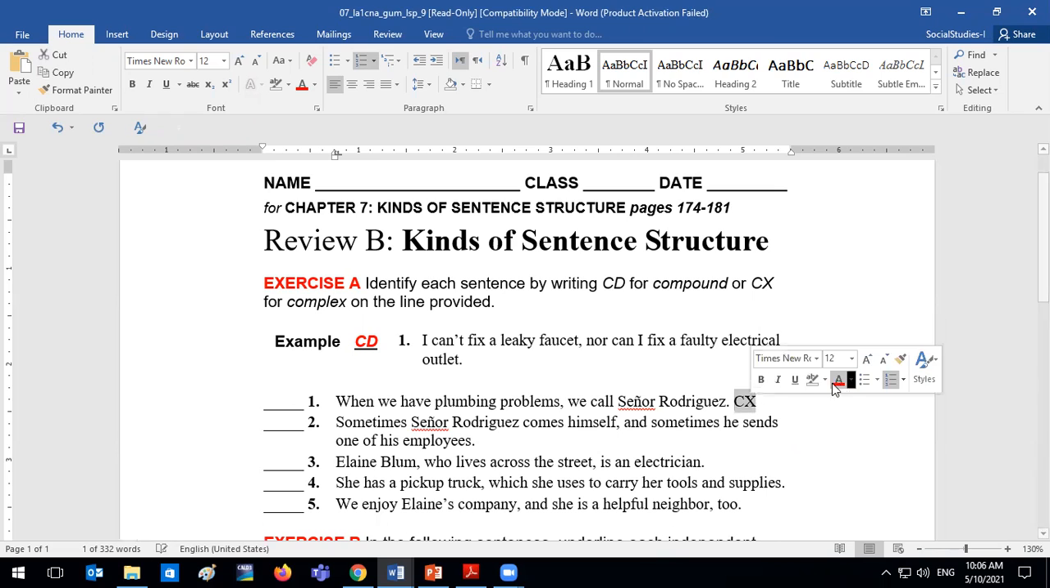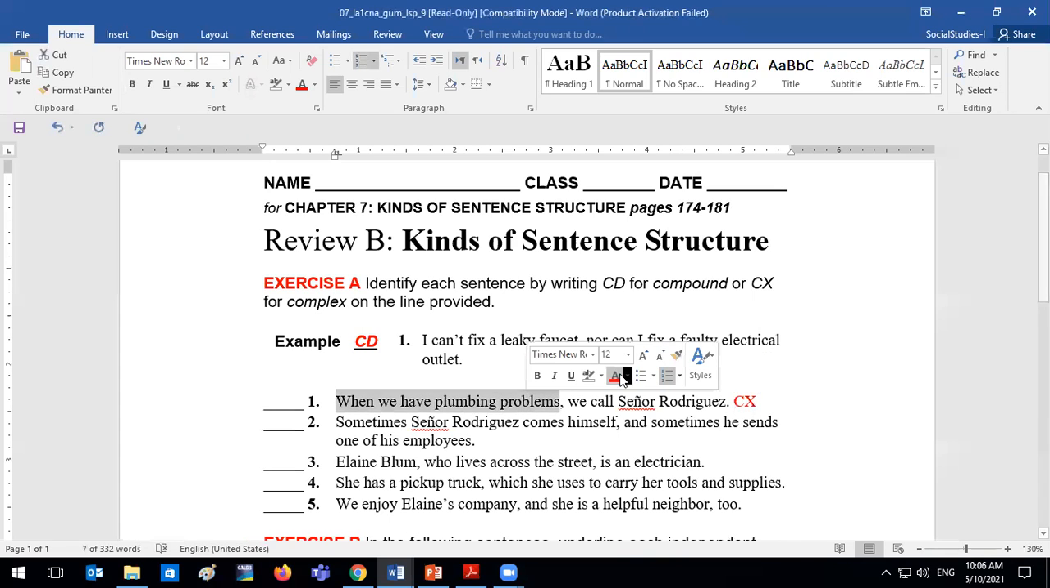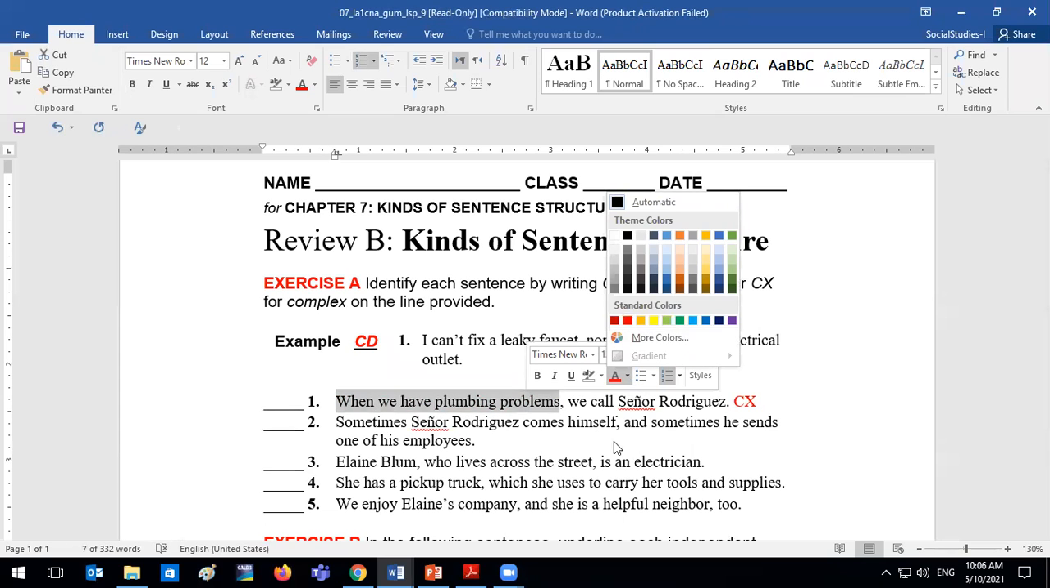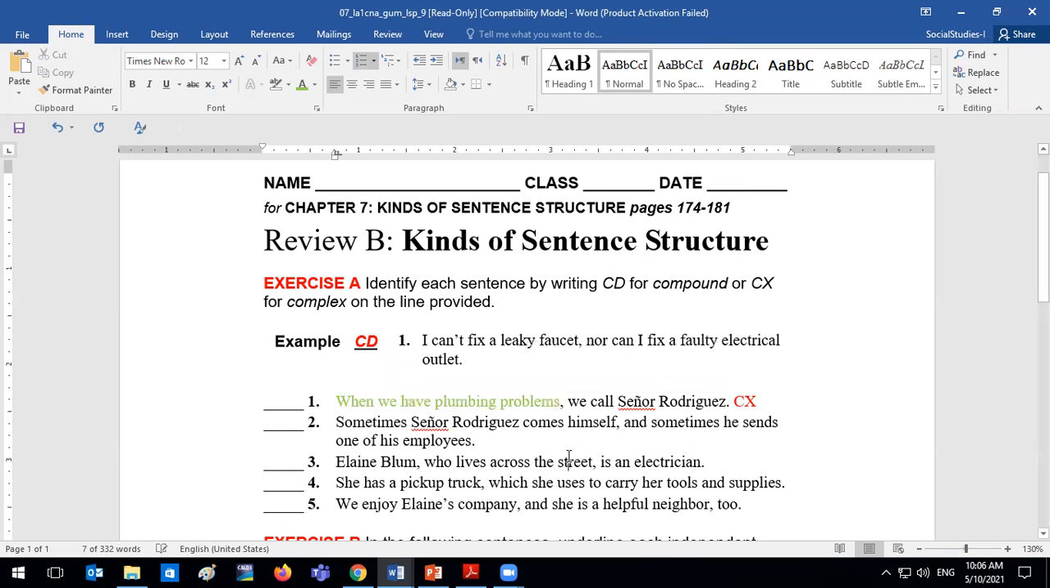Again, as Kareem stated, when we have plumbing problems, this is my subordinate clause. And also, we have an independent clause, which is we call Senor Rodriguez. We see here that it starts with when. This makes it a subordinate clause because it starts with a subordinate conjunction. Okay, thanks, Kareem.